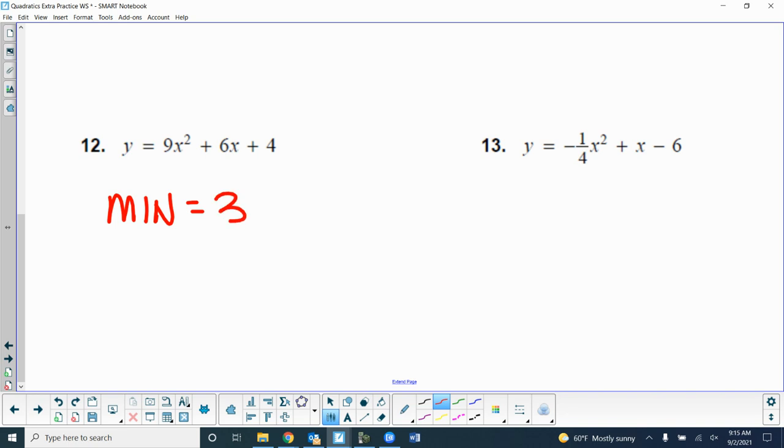Max or min for the last one, Nick? Looking at this, -1/4 in front. Does it open up or down? Down. So if it opens down, it's a max. Because the vertex is at the very top. Okay? What's that, Tristan, that last value? I got 6. No. Brooke? Yeah, -5.